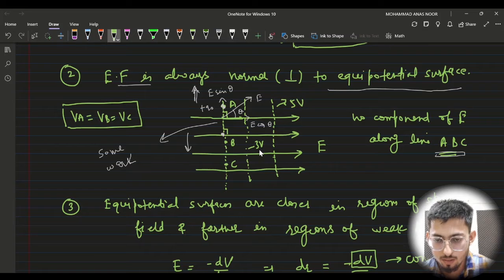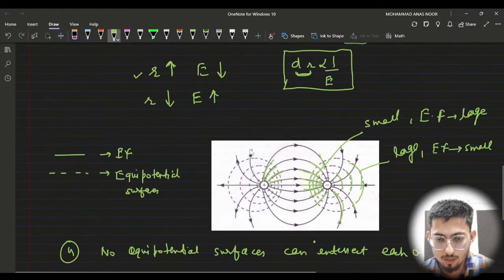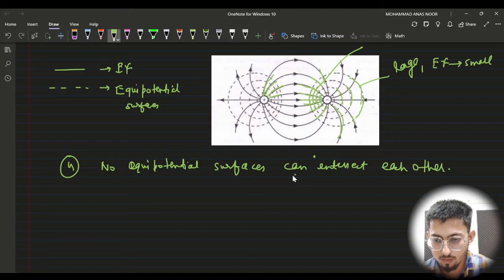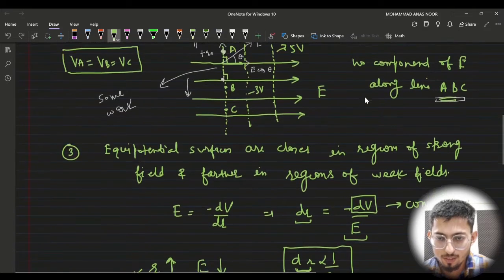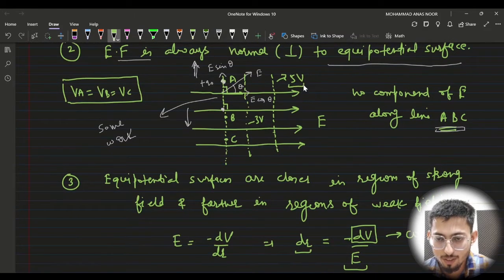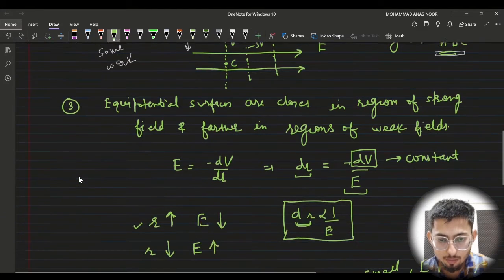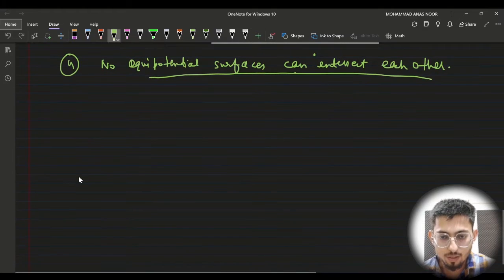Is that possible? No, that's not possible. That's why they cannot intersect. If they intersect, it would mean different potentials for the same point, which is not possible. A point can only have one value of potential, either 3 volt or 5 volt. These are some properties of equipotential surface.